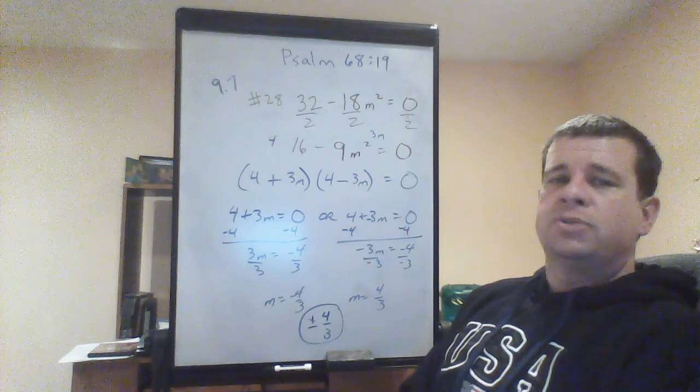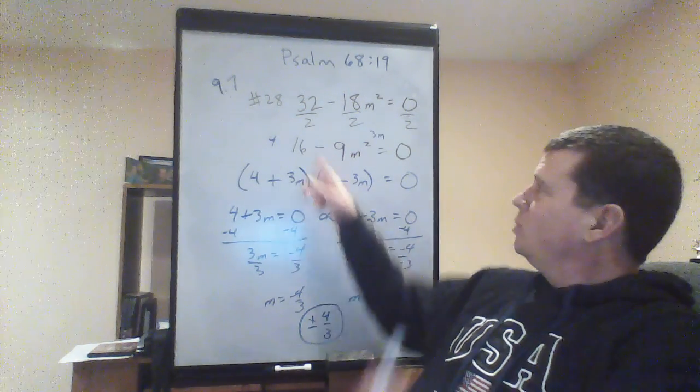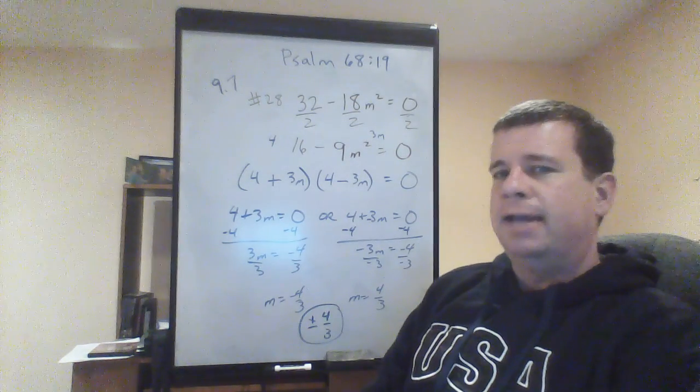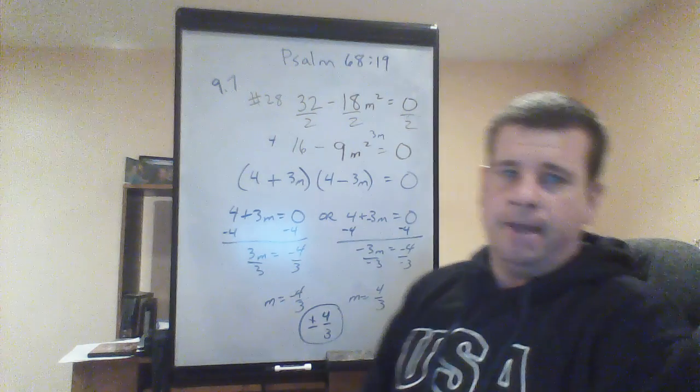So, all right, here was 28 on 9-7. And again, I think the key thing to this one was recognizing: can I find something to divide that whole equation by so that it does fit one of those patterns that we talked about?